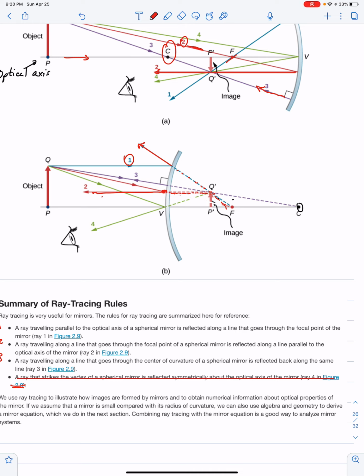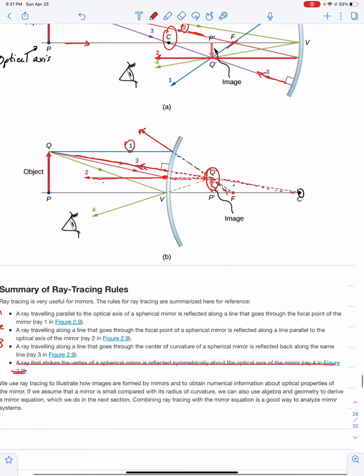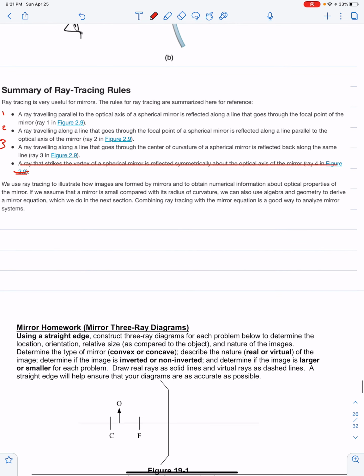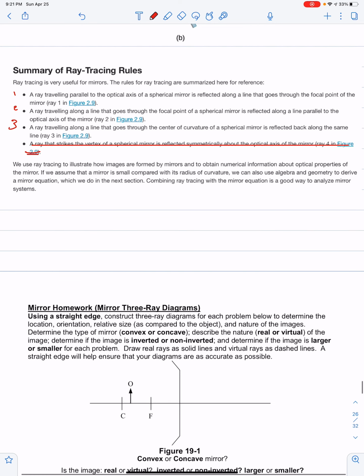And then finally, for the third ray, it travels along the line that goes to the center of curvature. Just a straight line. It bounces back, but there is still the imaginary, virtual line that goes straight to the center, creating the image right there. If it is confusing, don't worry, because we're going to be doing a couple more problems on this.